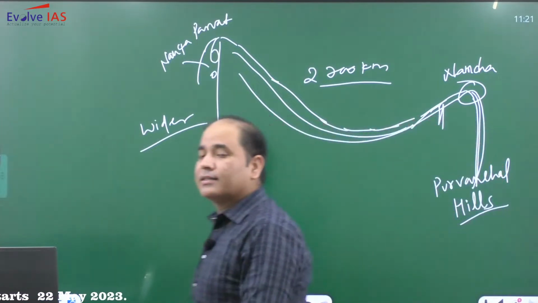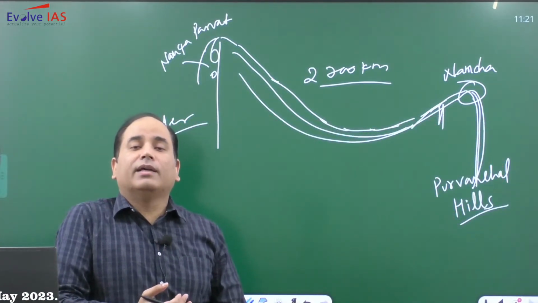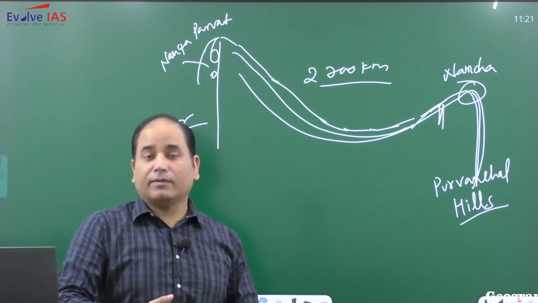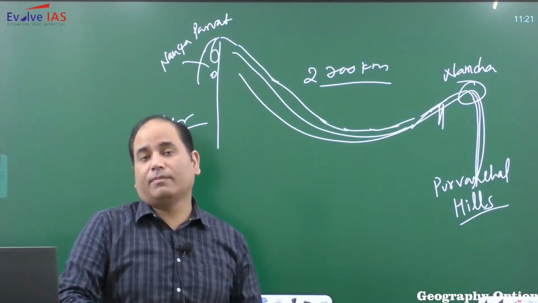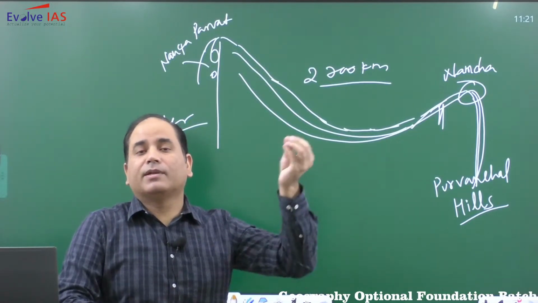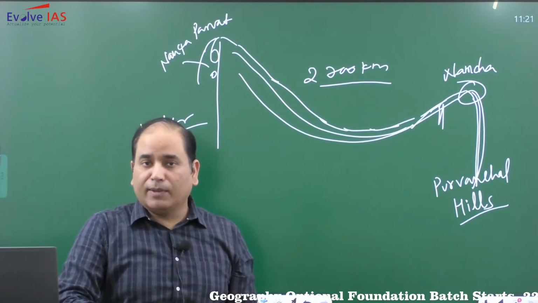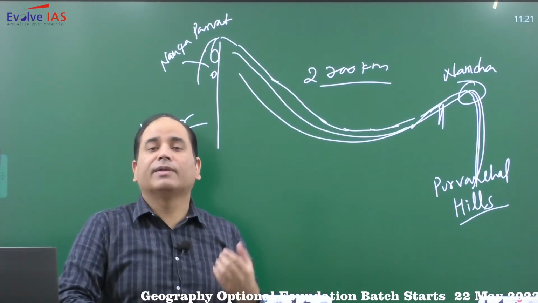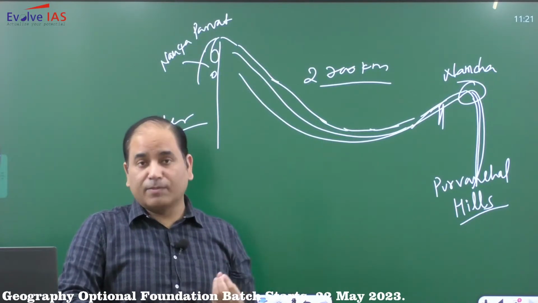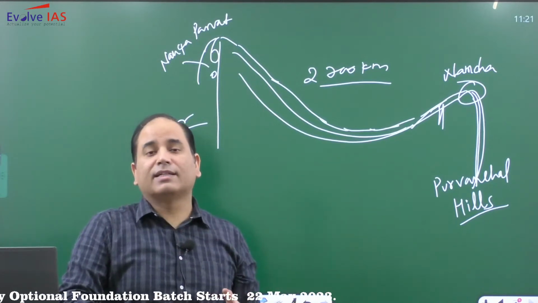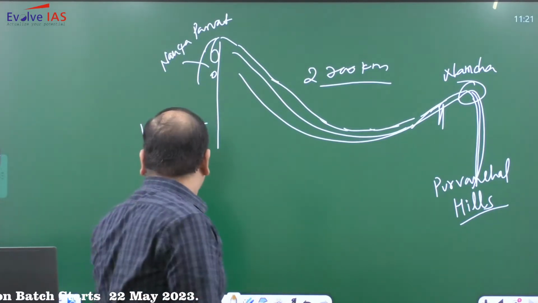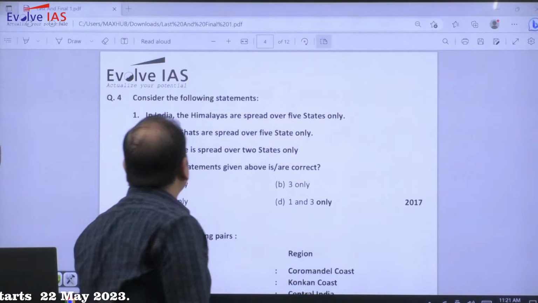So in Purvanchal Hills, you will find Himalaya in Arunachal Pradesh, in Nagaland, in Manipur, Mizoram. If you just visualize the states, we have Jammu and Kashmir, we have Ladakh, we have Himachal Pradesh, Sikkim, Arunachal. So in all these places we have the Himalaya, even in West Bengal. So many states we have. So obviously Himalaya is not present in only 5 states. So this statement is incorrect.